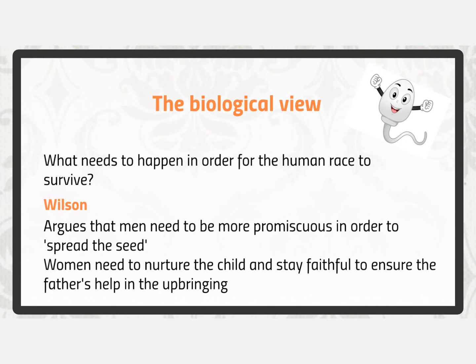One view of how masculine and feminine gender roles are defined is from the biological view. Wilson believes that men need to be more promiscuous, so they therefore will have more sexual partners in order to spread the seed, so they can have more children. He believes that women need to look after the child and stay faithful to their man in order to ensure that he is there to help with the upbringing of the kids, to help provide. People nowadays often find this view as sexist and outdated, as it suggests that men can sleep around and are in fact biologically programmed to sleep around, whereas women can't. They're biologically programmed to look after the child and stay faithful to their man.